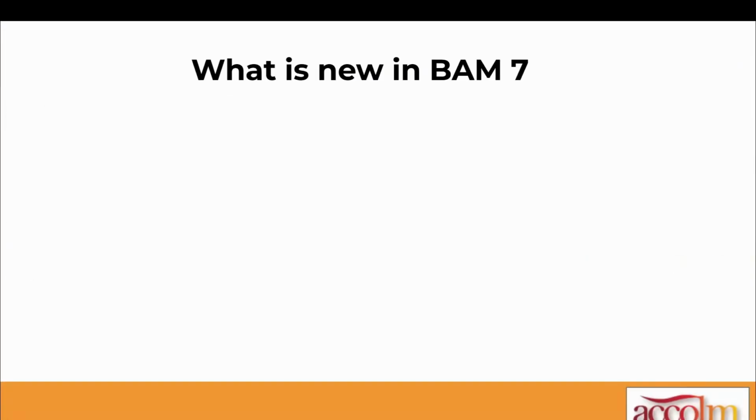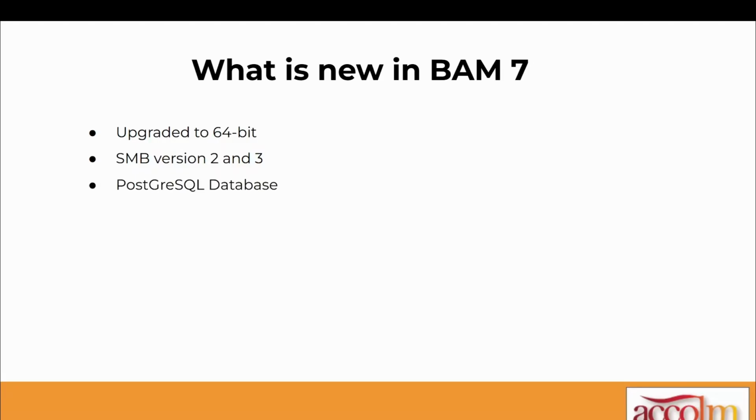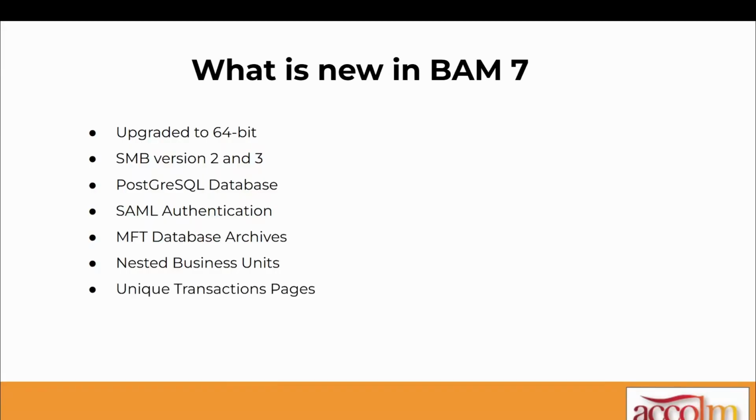All right, so to summarize what's new in BAM version 7, we upgraded the application to 64-bit. We support SMB version 2 and 3. PostgreSQL database have been added for both BAM and GoAnywhere, so we support those as well. SAML authentication, MFT Database archives, nested business units, unique transactions pages.